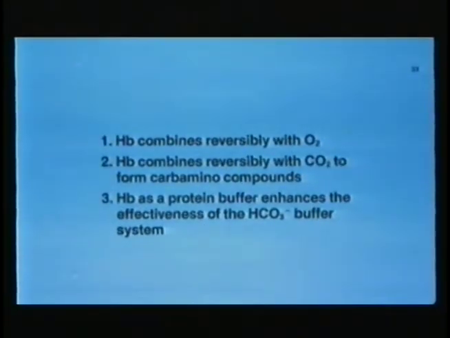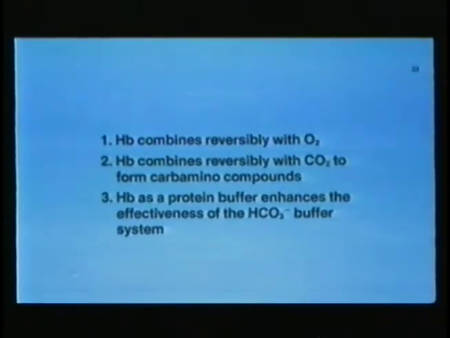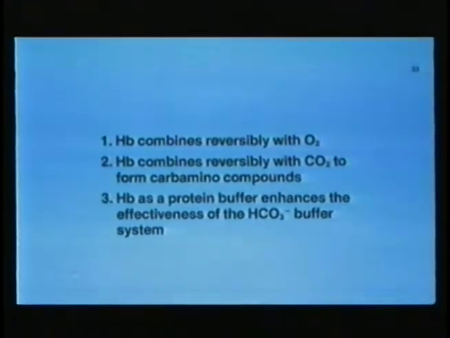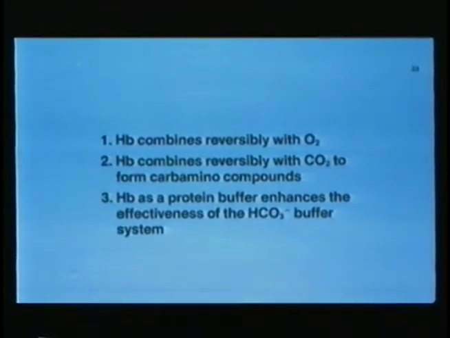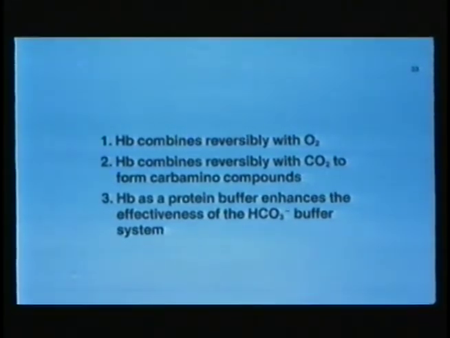Slide 33. In summary, 1. Hemoglobin combines reversibly with oxygen. 2. Hemoglobin combines reversibly with carbon dioxide. And 3. Hemoglobin as a protein buffer enhances the effectiveness of the bicarbonate buffer system.